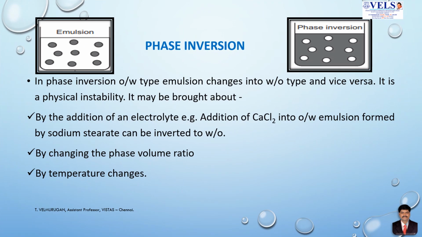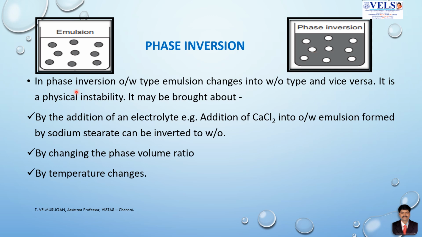Next, the last one, phase inversion. This is also one type of instability of the emulsion. See here, a normal emulsion, and the phase inversion emulsion. If you want to make an oil in water type of emulsion, but in phase inversion it converts into a water in oil type of emulsion, that is called phase inversion. Our aim is to make the oil in water type of emulsion, but it comes out as a water in oil type of emulsion. That is called phase inversion.